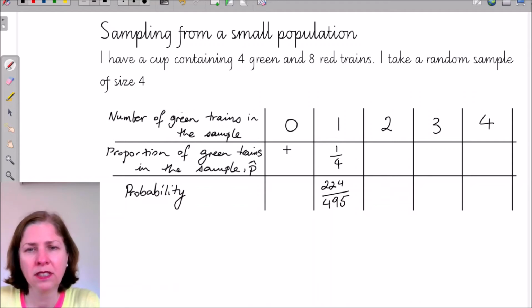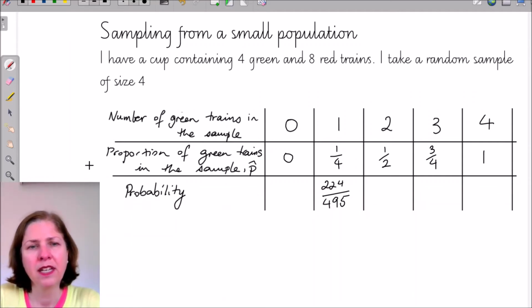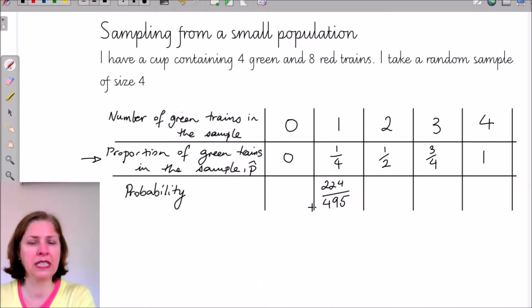Now, this is going to give me 0. This is going to give me a half, 2 out of 4. This will give me 3 out of 4, and this will give me 1. This is p hat, the proportion of green trains in the sample. And what I'm going to do now is, using the same method, fill in all of those probabilities.